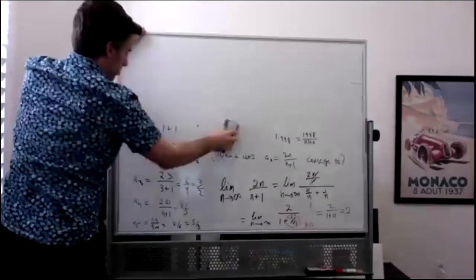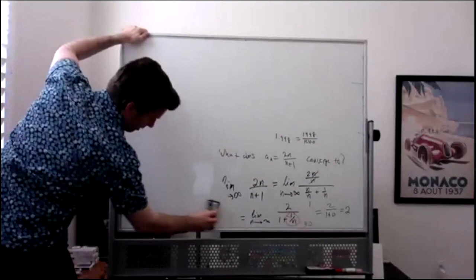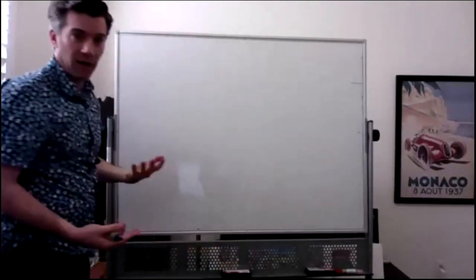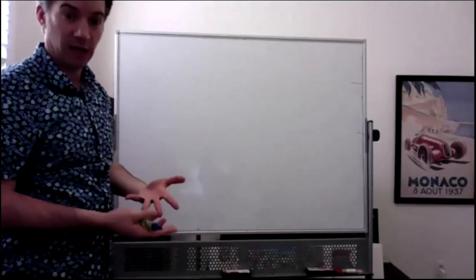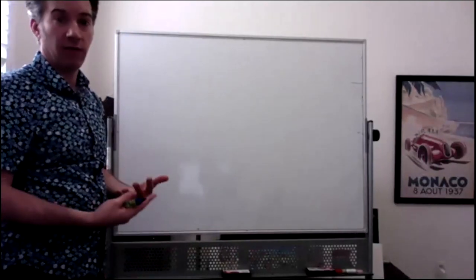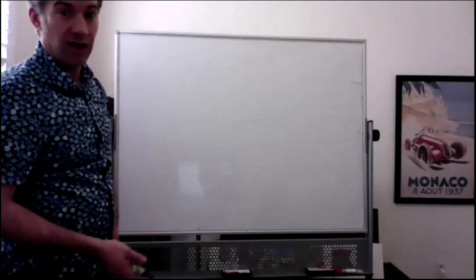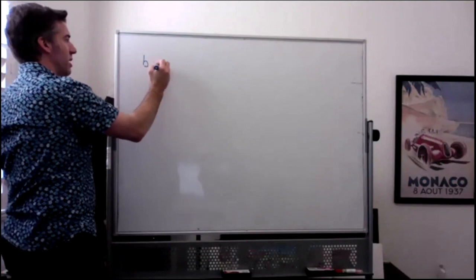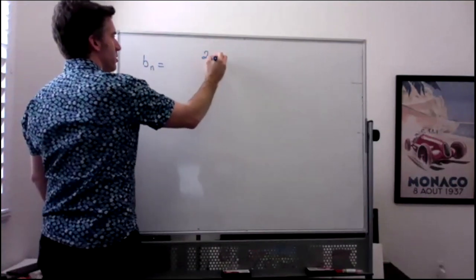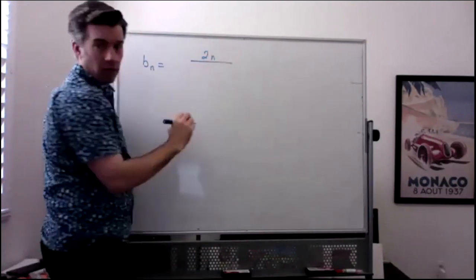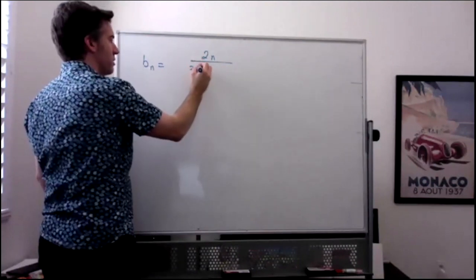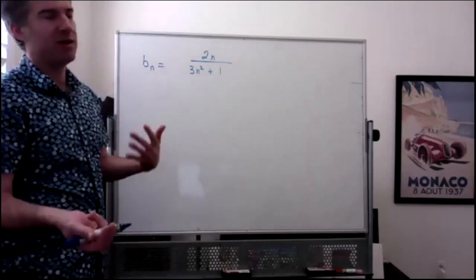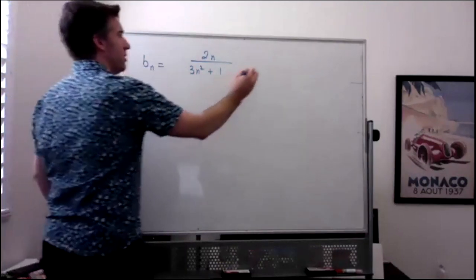I'll remind you, because it does come up pretty often, if the degree on the top and the bottom, meaning the highest power on the top and the bottom, are the same, the limit is just the quotient of those leading coefficients. If they're different, we have other things happening. So let's say our sequence is b sub n equal to 2n over 3n squared plus 1. We could write out the terms, and it's a good deal to write out.